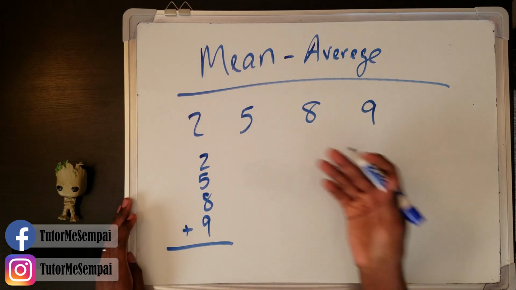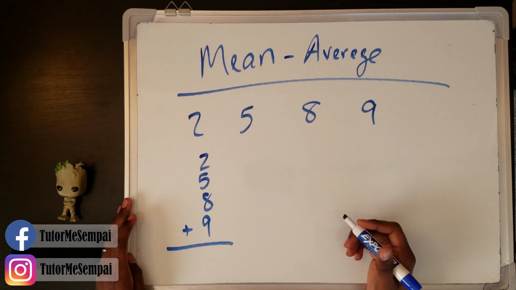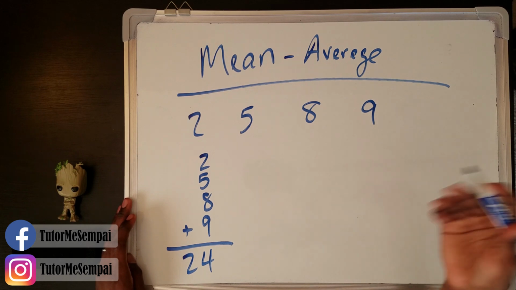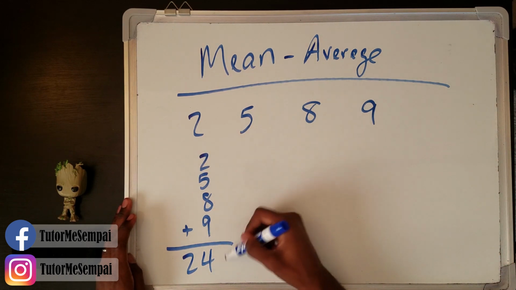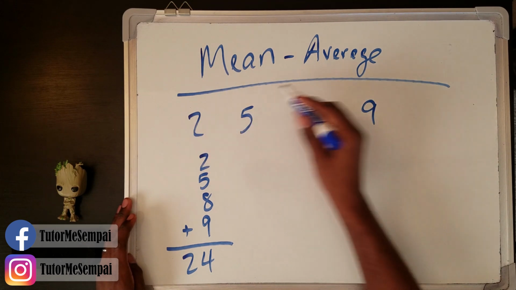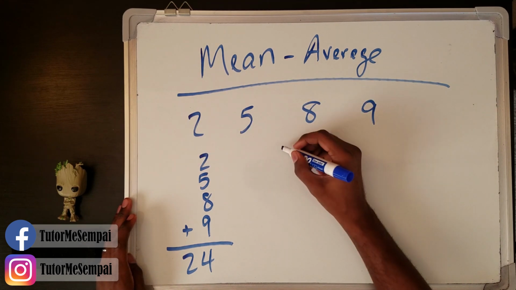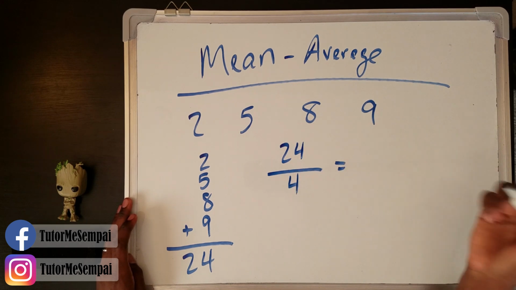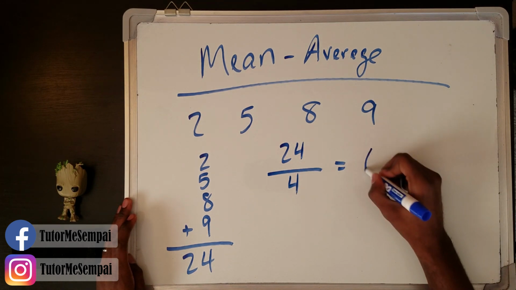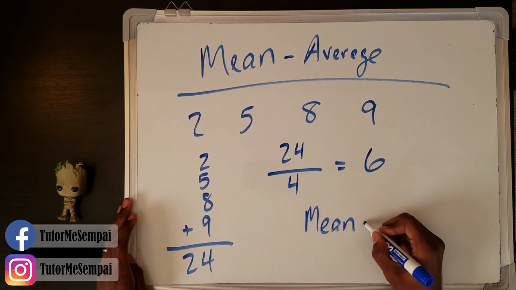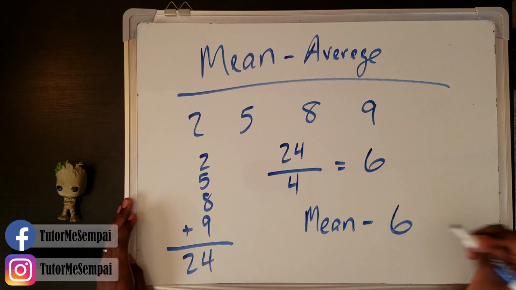What do you get when you add up all of these numbers? You get 24. Now, the next part of finding the average is to divide this sum by how many we have added. So we added 4 of these digits, so we're going to divide this 24 by 4, and what do we get? 6. So the mean for this set of numbers is going to be 6.